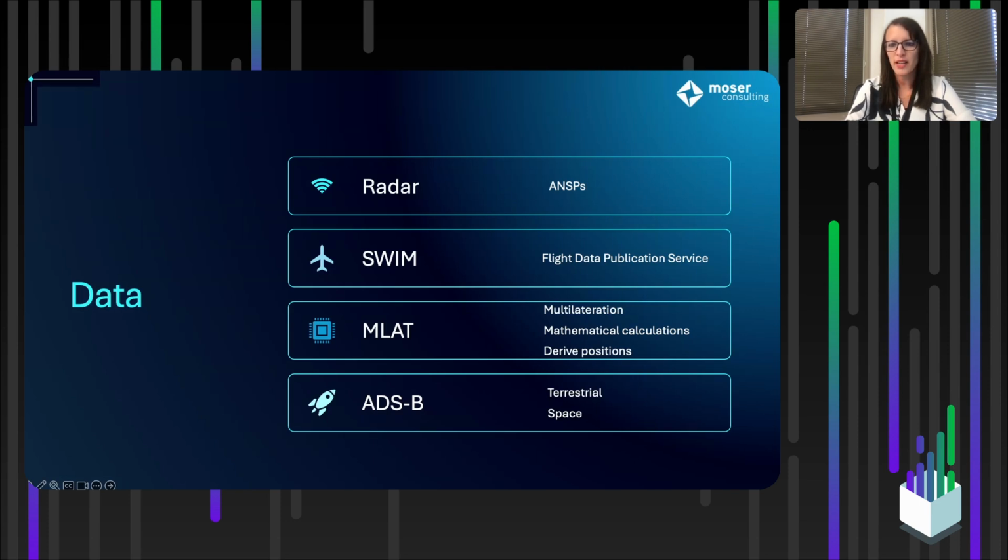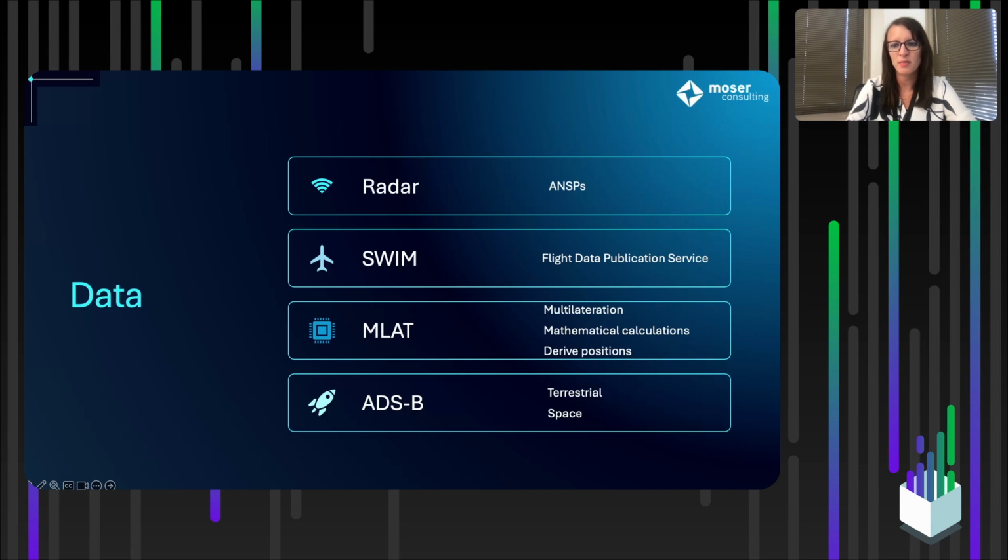Next, multilateration, or MLAT, is the use of mathematical calculations to derive positions for aircraft that are not yet transmitting their exact position via ADS-B. We can determine the positions of many more aircraft than we would otherwise be able to track using this technology.